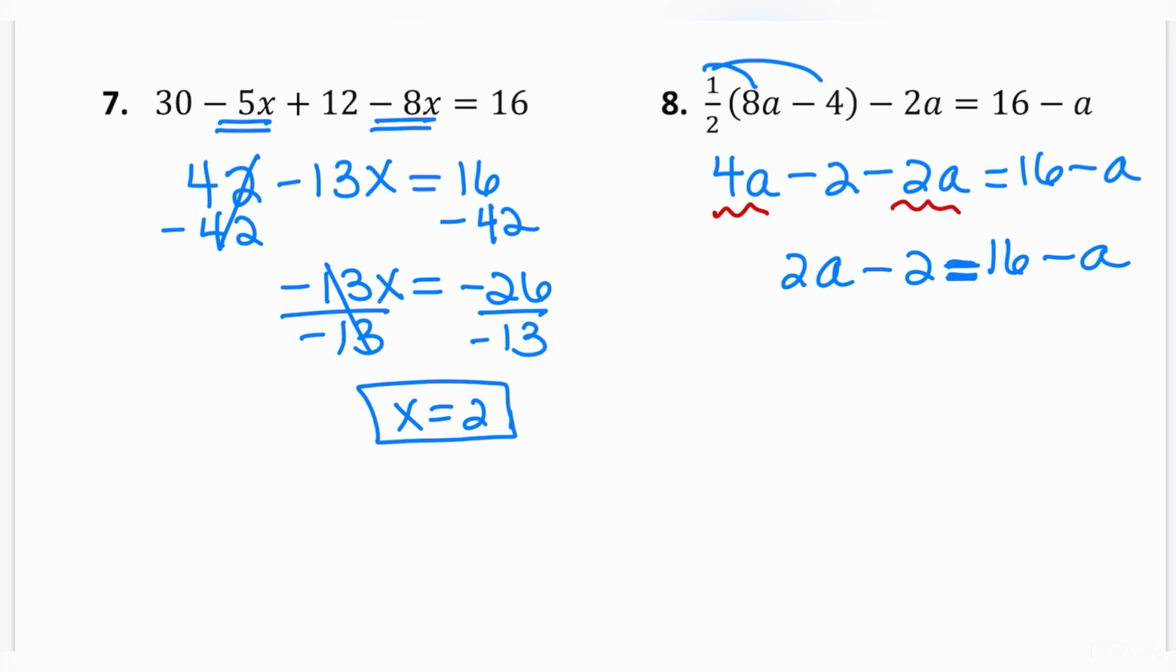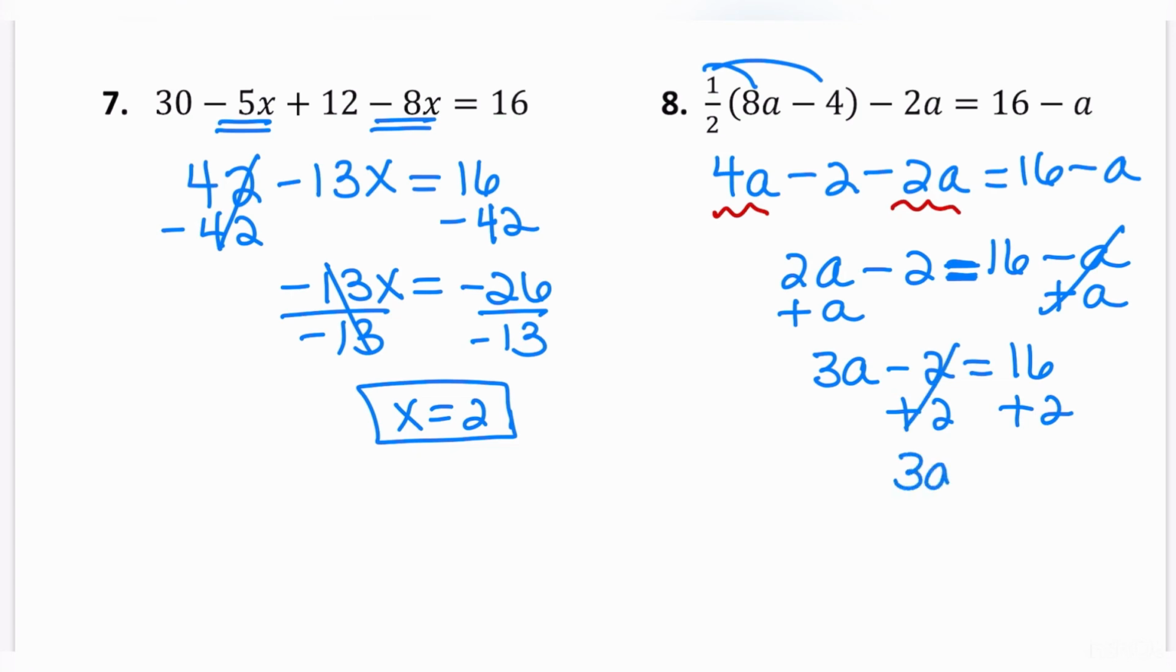So if you'd like to keep the variable on the left-hand side of the equation, I'm going to go ahead and add a to both sides. That cancels it on the right. I get 3a minus 2 is equal to 16. Now we're going to add 2 to both sides. So we get 3a is equal to 18. Divide by 3. A is equal to 6. So now we were able to solve for the variable. The first thing we did was distribute and combine like terms.